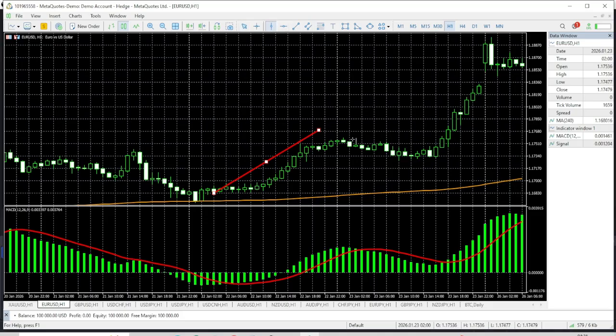We got the pullback at this histogram bar after this horizontal line. So once we have this, this is the candlestick that corresponds to it, we are okay. We begin to look for a candlestick that closes above the red line, that is the MACD signal line, and we got it here.